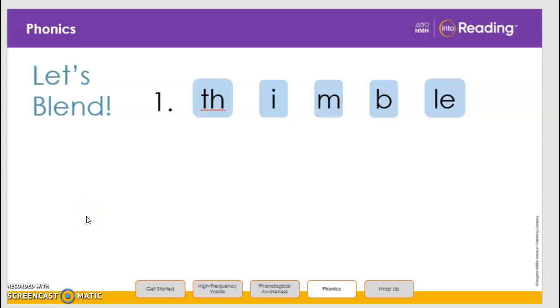Okay, boys and girls, let's work on some more blends. Look at this word. What do we think this word is? Let's look at each section of the word. We have T-H-I-M-B-L-E. So what sound does T-H make? Say the sound with me. T-H says th. I says i. M says m. B says b. And L-E says ul. Thimble, thimble.